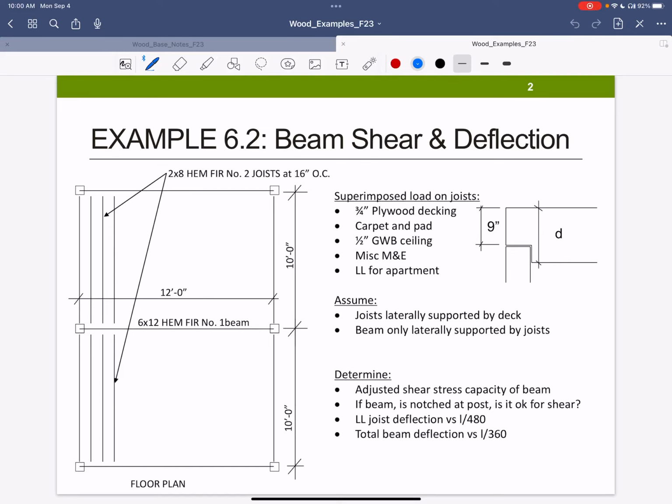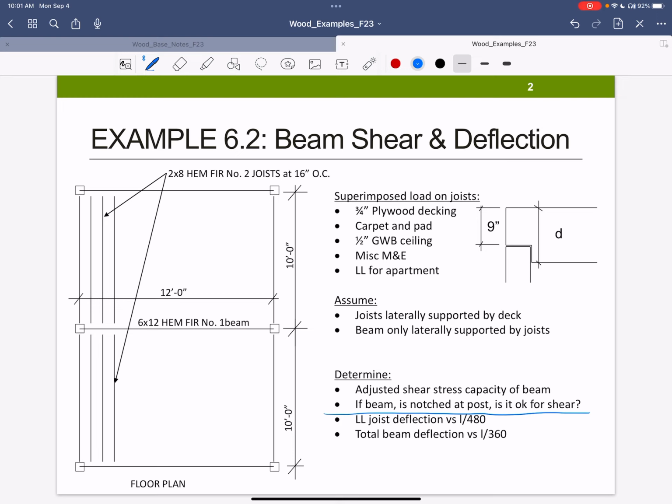So now we're going to do example 6.2 in your notes. This is the same system we were doing before, but now we're going to look at shear and then deflection. The first two items are shear and the second two are deflection.